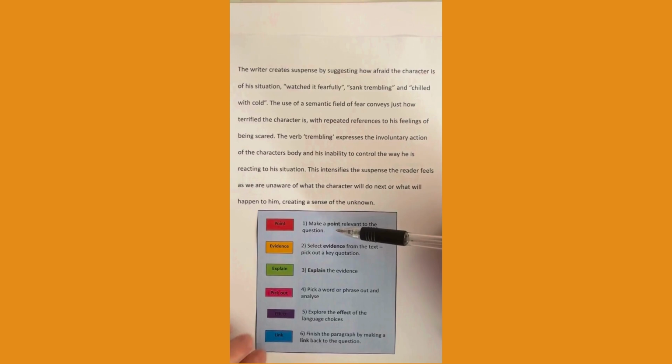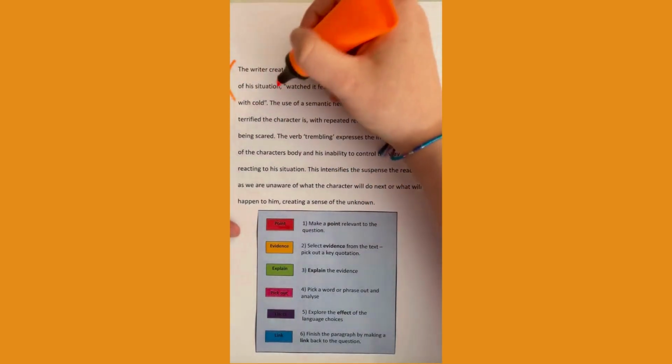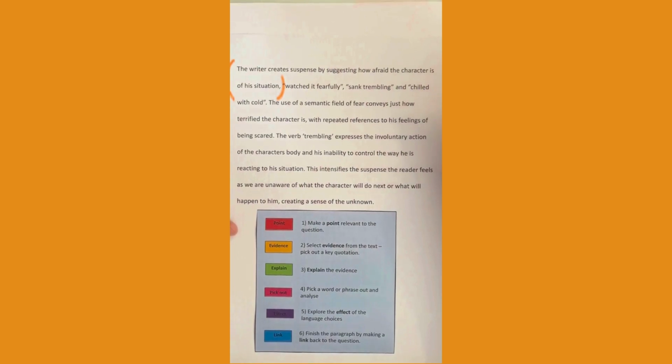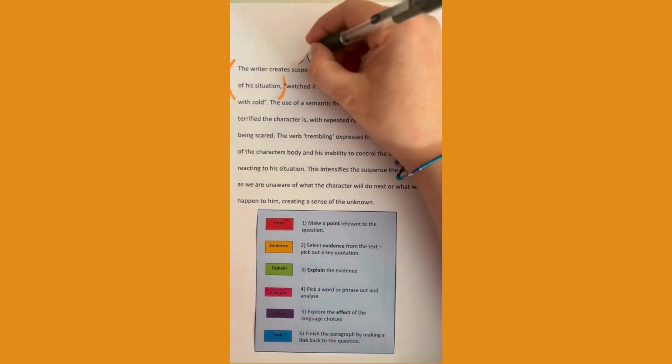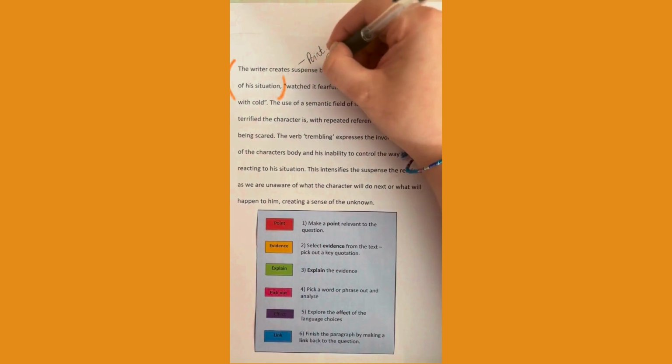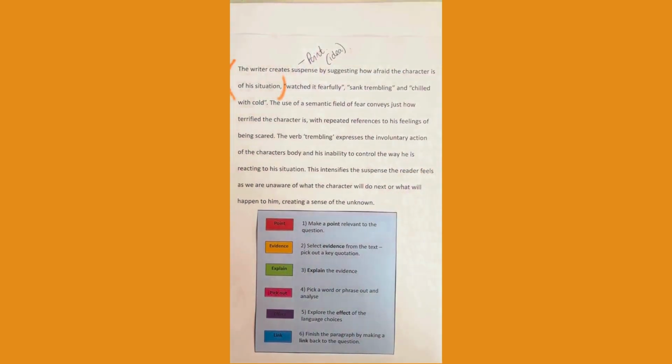So a point, if we go back to the first thing, a point is just making a comment about the question or about one of your ideas. In our case, our point here is the writer creates suspense by suggesting how afraid the character is of his situation. Very simple idea, but this is our point. We've given a really clear idea ready for our examiner to understand that we understand the text, and that's ultimately what they are looking for us. What they want to see that we've been able to read it, and next they want to see that we're able to analyse it. So this is our point.